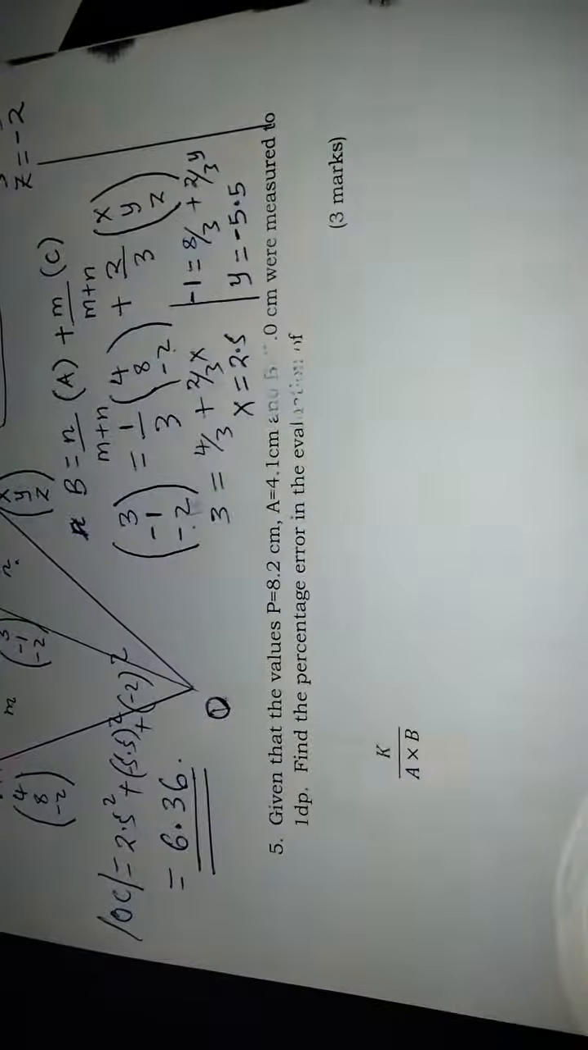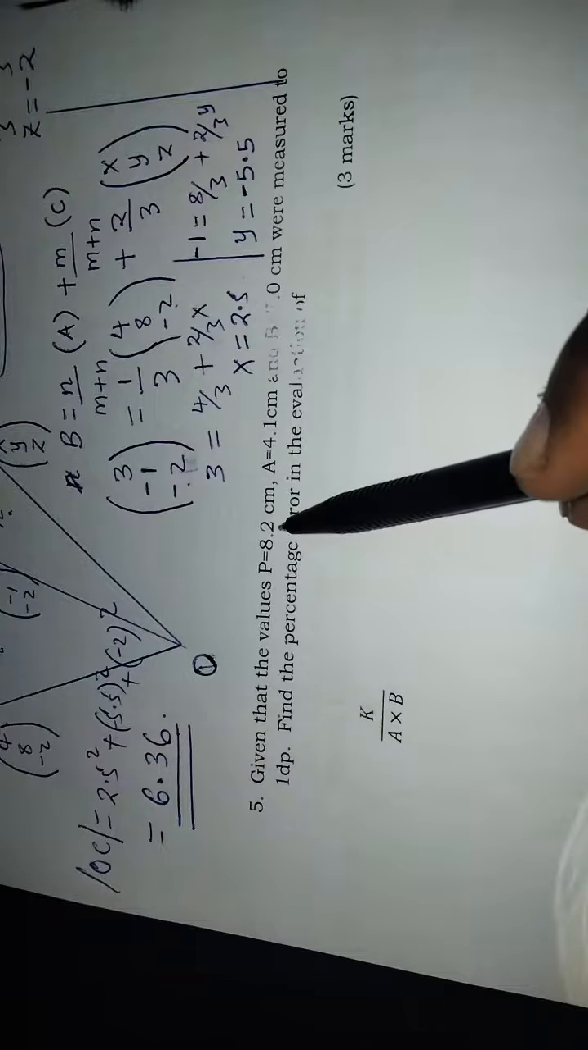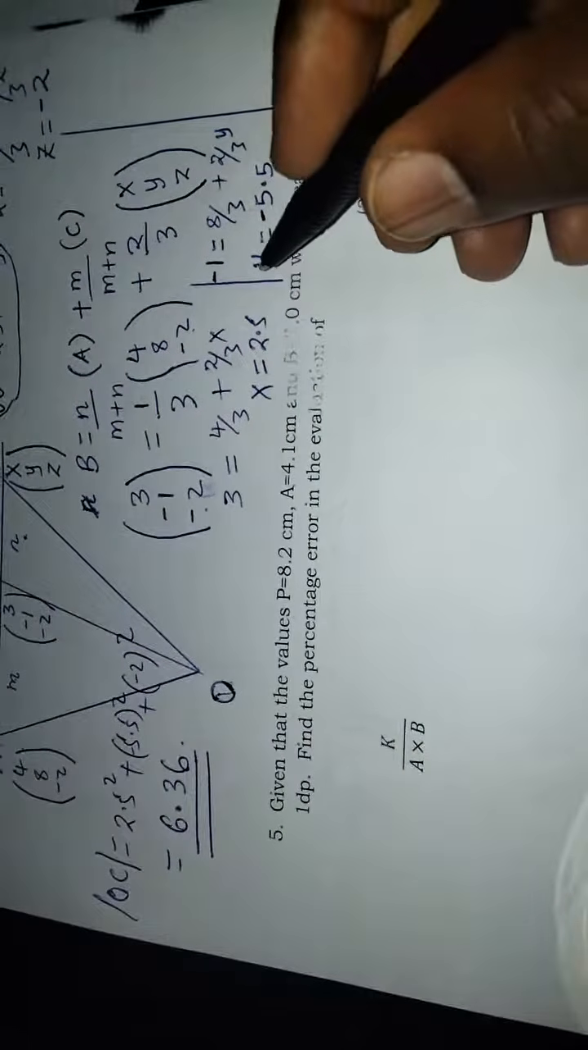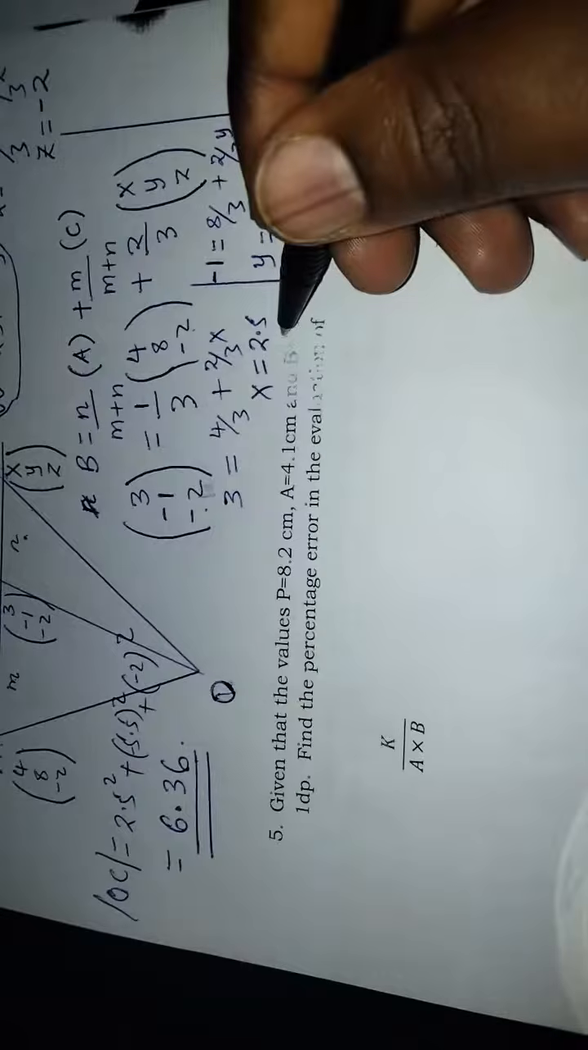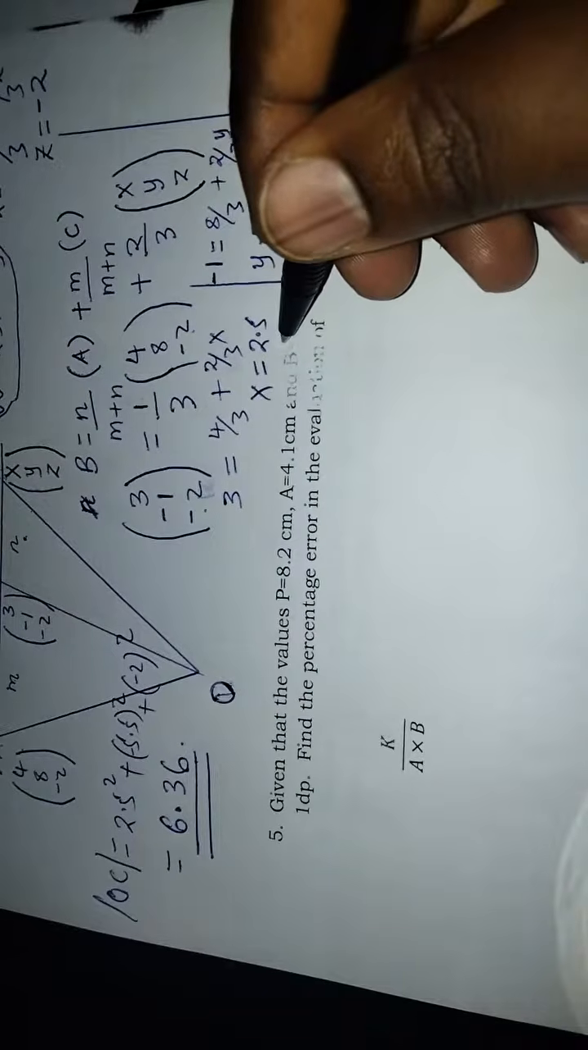We can go to the next question very fast. Number 5. Number 5 is telling us, given that the value of P is 8.2, the value of A is 4.1, and the value of B is 7.0.